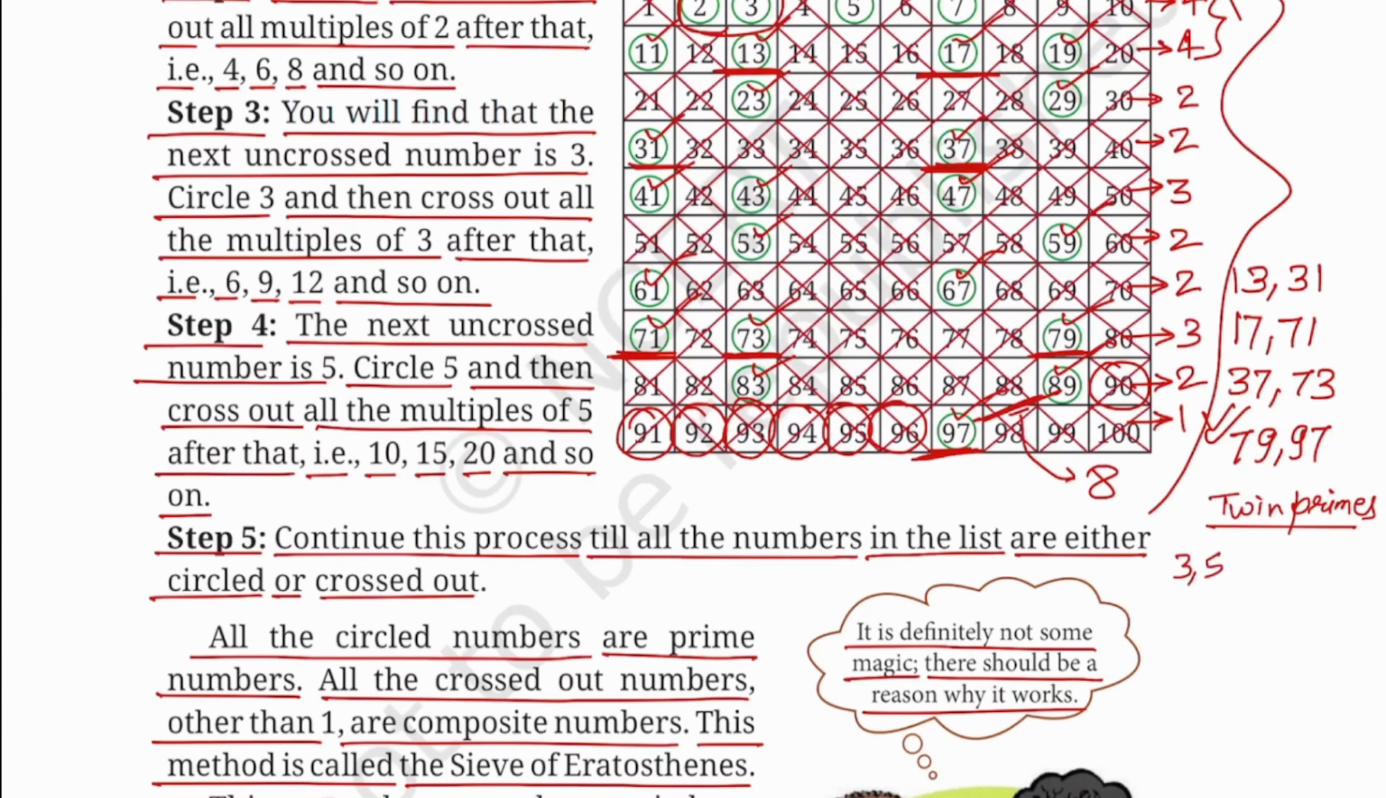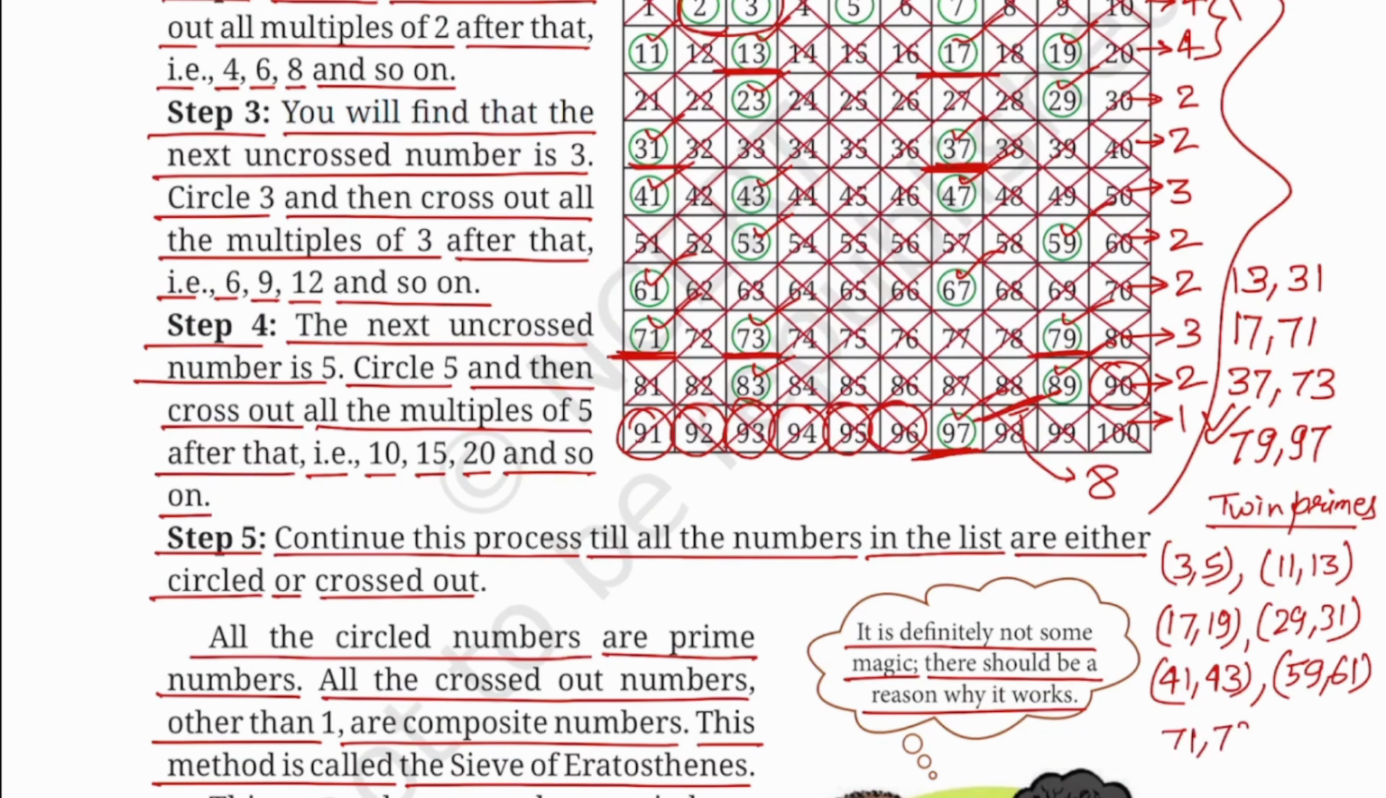3 and 5, 11 and 13, 17 and 19, 29 and 31, 41 and 43, 59 and 61, 71 and 73.